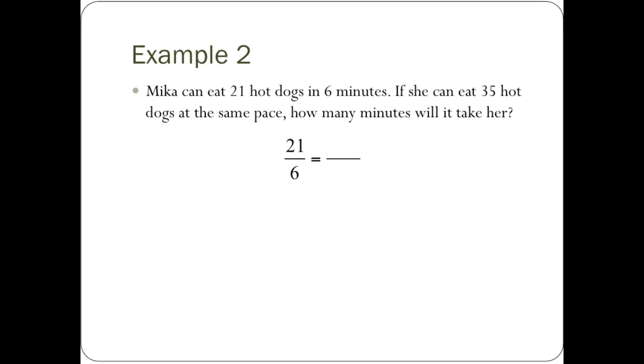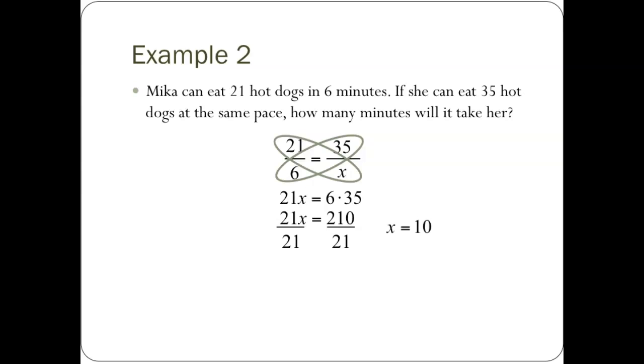So she can eat 35 hot dogs at the same pace. That means in proportion, 35 hot dogs, 35 is going to go on top. How many minutes will it take her? Minutes is on the bottom, so that's going to be x. Now we can cross multiply, so 21 times x, and then 6 times 35. So 21x is equal to 210. And we can solve for x now, so divide both sides by 21, and we get x is equal to 10. So it will take her 10 minutes to eat 35 hot dogs at the same pace.